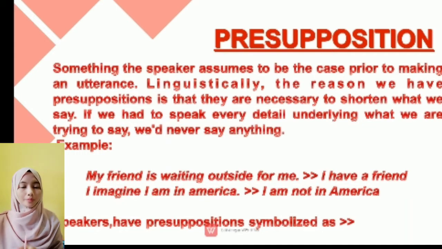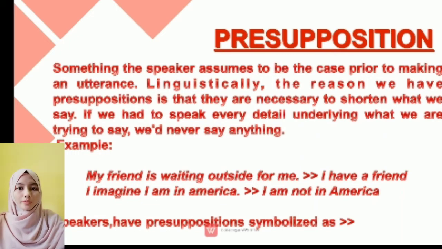Okay, let's come to the example. My friend is waiting outside for me. There is an obvious presupposition that I have a friend. Let's come to the second example. Imagine I am in America. I imagine I'm in America, but I'm not in America, actually. Okay, so here, presupposition has a symbol. The symbol is like this one. You may see it on your screen. Okay, that's the explanation about presupposition.